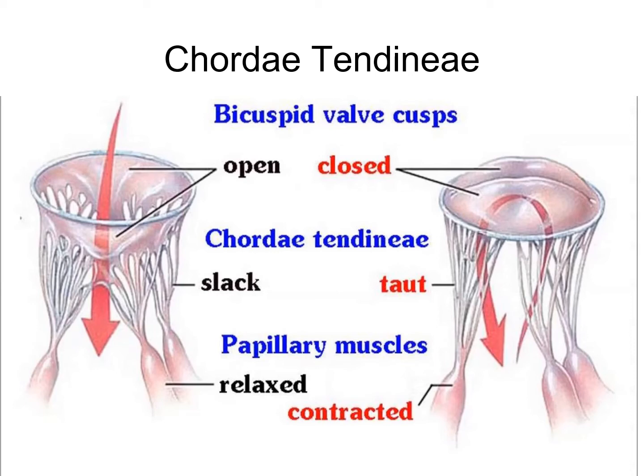So you can see on the right side there, when the muscles are contracted and they pull those chordae tendineae more taut, the valve floats up, and it closes, and that's what helps prevent the backflow. And then on the other side, on the left side when it's relaxed, those tendineae are more slack, and that allows the valve to be open and the blood flow to happen.